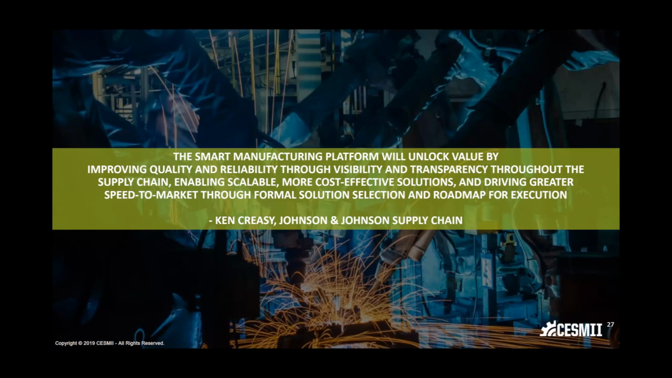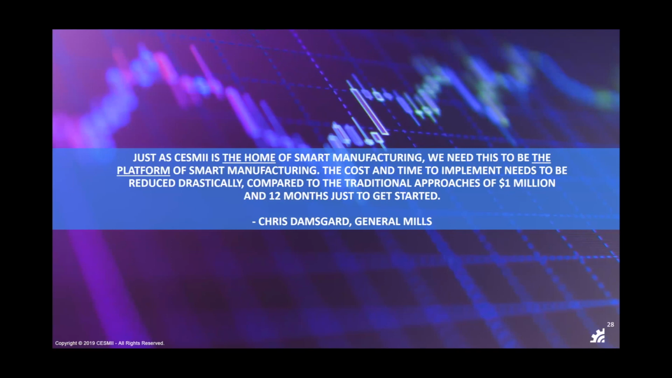Ken Creasy from Johnson & Johnson Supply Chain said that the Smart Manufacturing Platform will unlock value by improving quality and reliability through visibility and transparency throughout the supply chain, enabling scalable, more cost-effective solutions, and by driving greater speed to market through formal solution selection and roadmap for execution. And one more from Chris Damsgaard at General Mills, who says that just as CESMII is the home of smart manufacturing, we need this to be the platform of smart manufacturing. The cost and time to implement needs to be reduced drastically compared to the traditional approaches of $1 million in 12 months just to get started.